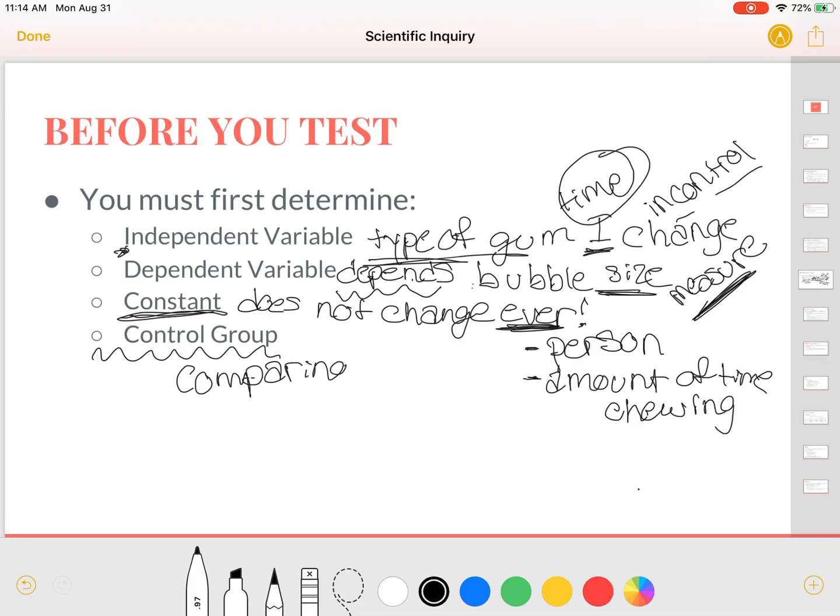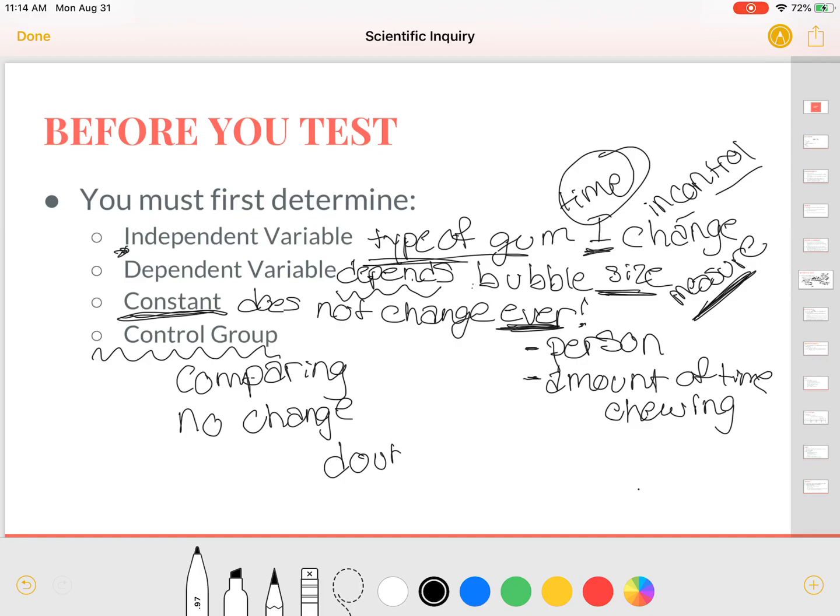Okay, say we are growing plants and we want to see how much sunlight affects the size of the plant. The control group would be the one with no sun. Typically, your control group is the one that has no change and nothing special added to it. So in this gum experiment, the control group would be your normal bubble gum. You can't have no bubble gum, but you can have your normal Double Bubble.